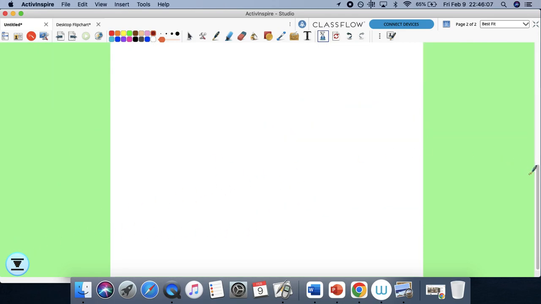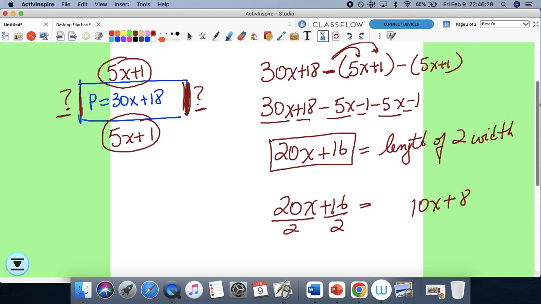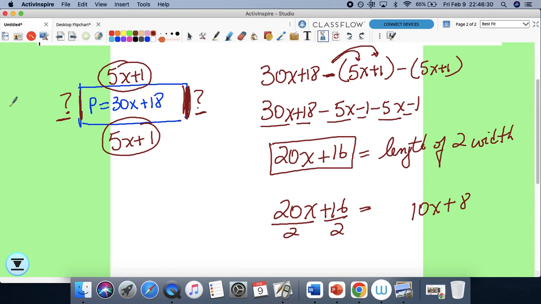So take what you found, right? 20x plus 16 and divide it by 2. So be very careful. We got to divide this guy by 2 and this guy by 2. And if you do that, you get 10x plus 8. That makes sense, right? Because 10x plus 8 plus another 10x plus 8, it does give you 20x plus 16. If you have the time and you want to confirm, you can go for the whole perimeter, add all 4 sides. Does it really give you 30x plus 18? And if it does, you have done it correctly.